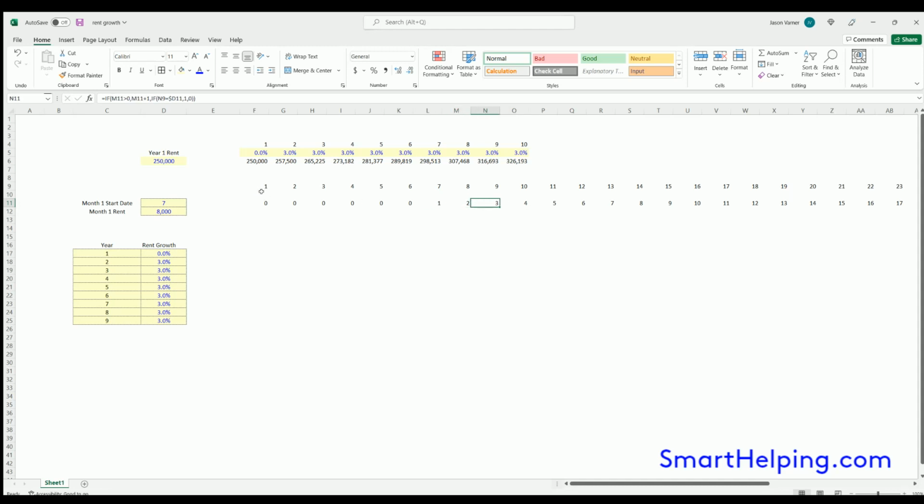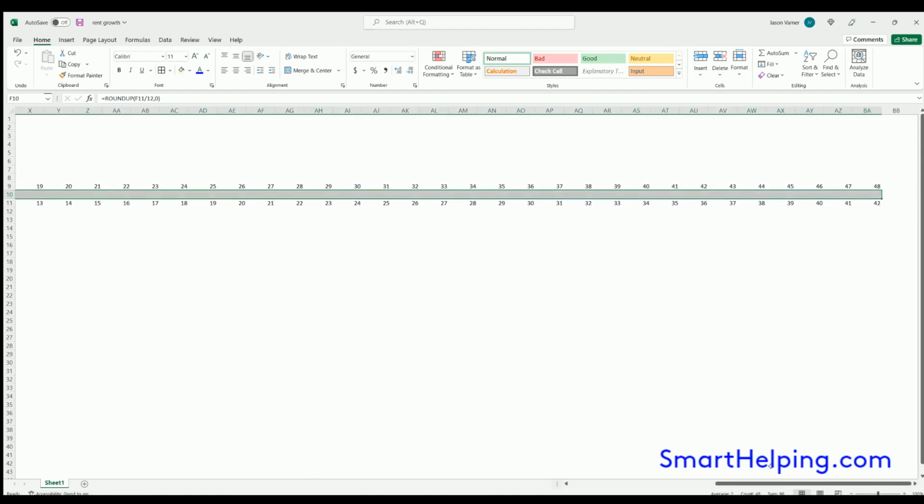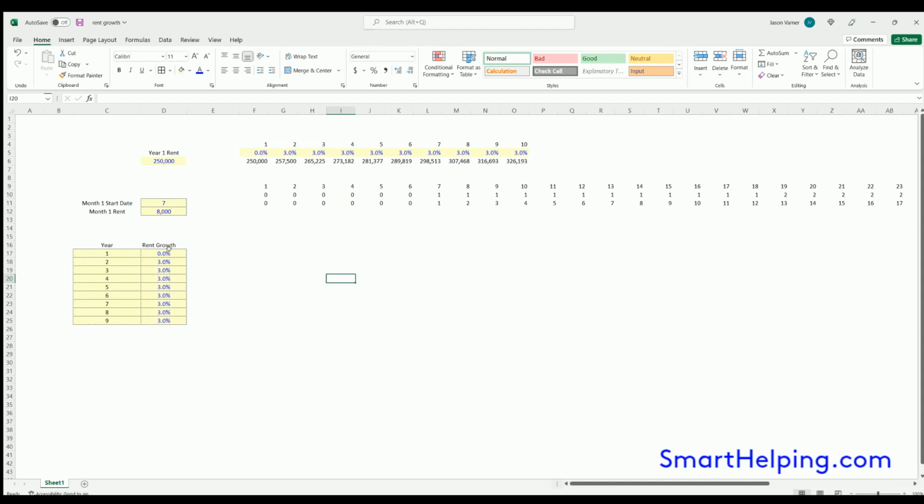And then we put the year, we simply go equals round up, F10, F11, divided by 12, 0. And this converts months to years dynamically. Remember, the whole point of this is so we can do it dynamic. So I know what year it is, and I put in, what's the growth in each year? Well, I want to know the compounded growth. Well, actually, this is a lookup. So I can just look up the growth.